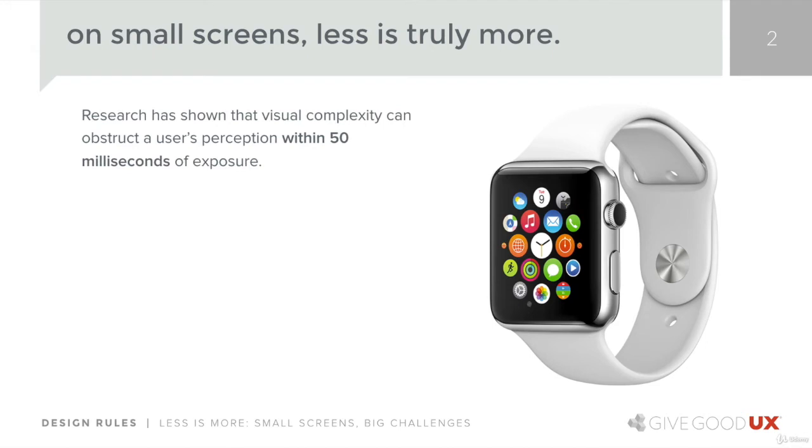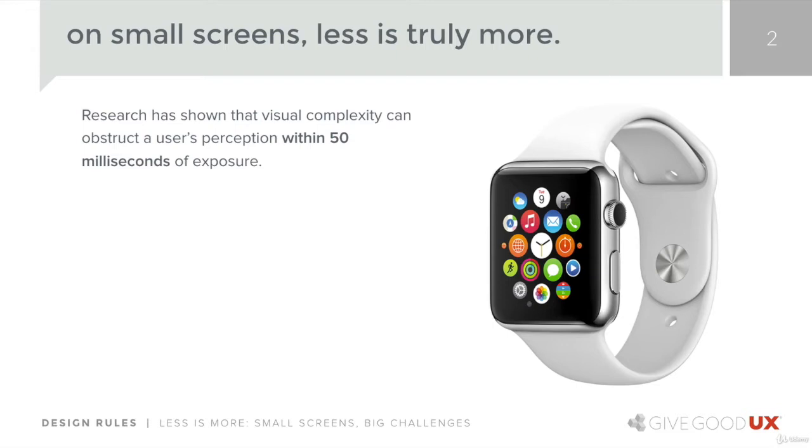Research has shown us that visual complexity can obstruct a user's perception within 50 milliseconds of exposure. I want you to read that again. 50 milliseconds. You know how fast that is? That means that if instantly it feels like too much, if instantly it feels like, oh my God, I'm going to have to figure out what all this stuff is before I can do anything, they're gone. You lost them. All right.